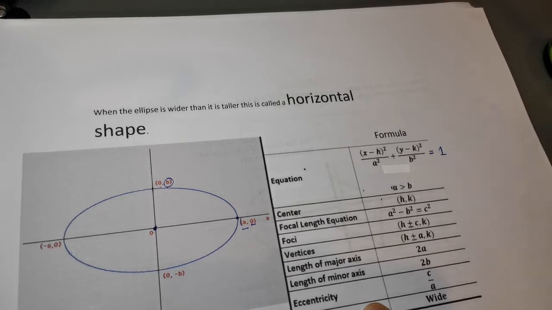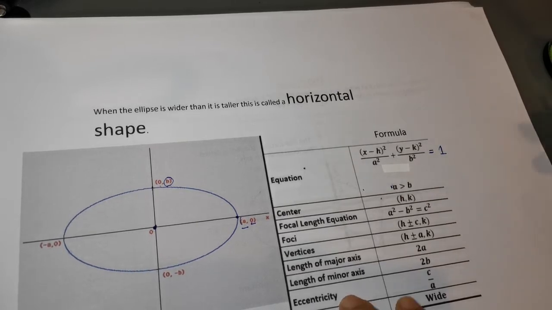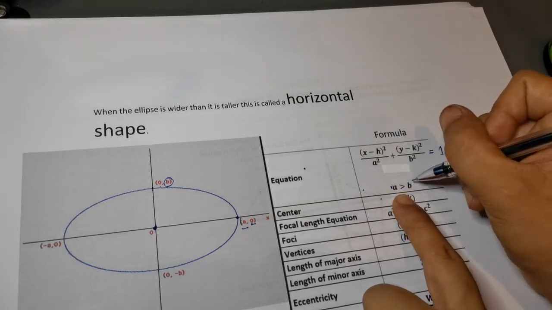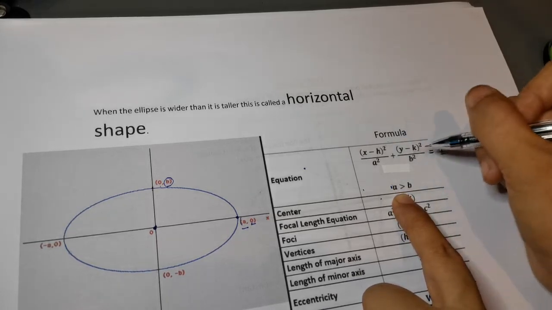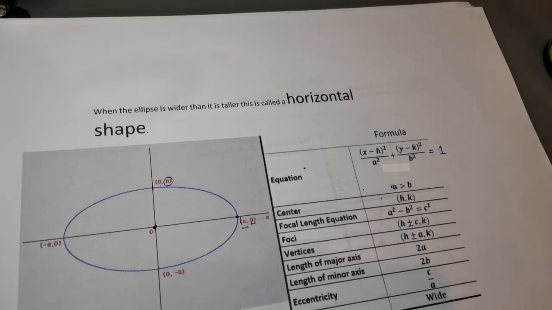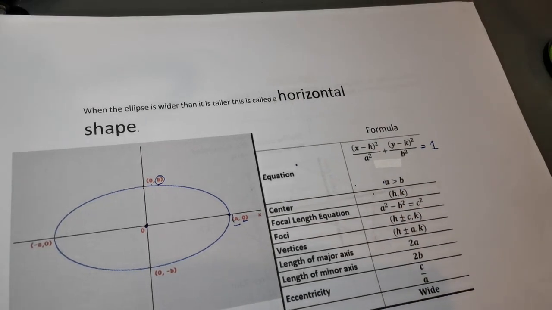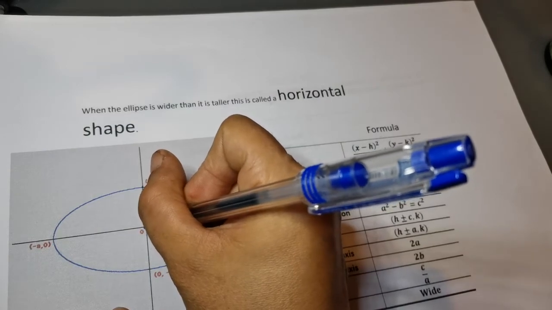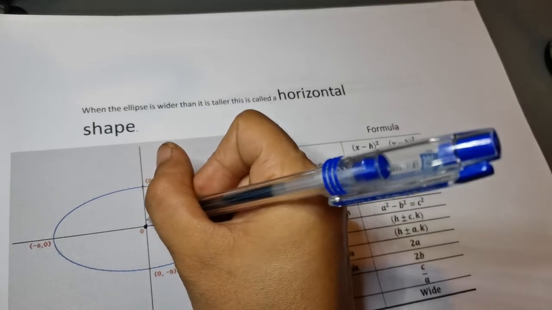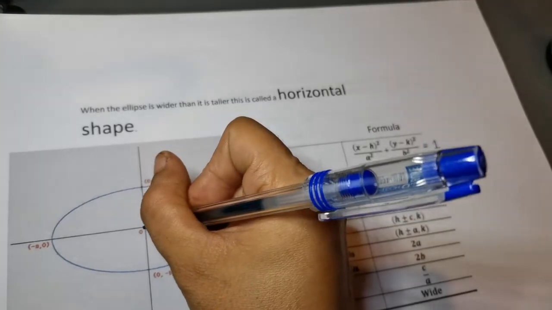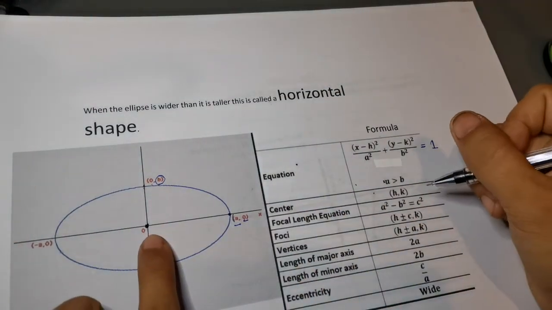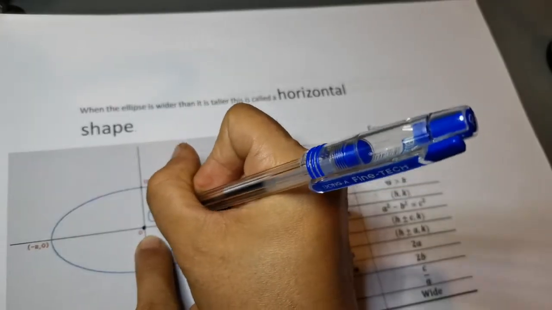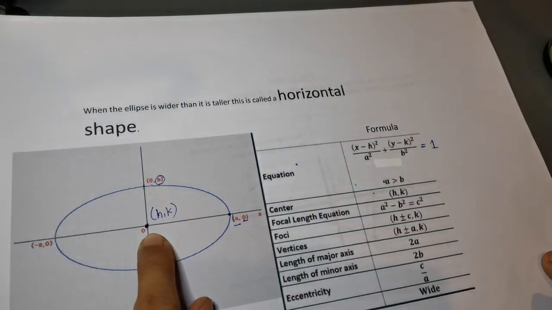Diba? Ayan. And so, here we have A as greater than B. Mas malaki yung A value natin kaysa yung B value natin. And then we have to consider this as our center, although it's not a center, but there's no other term for this. So center na lang siya. And the coordinates are still H and K. Ayan, ang coordinates ng center natin.